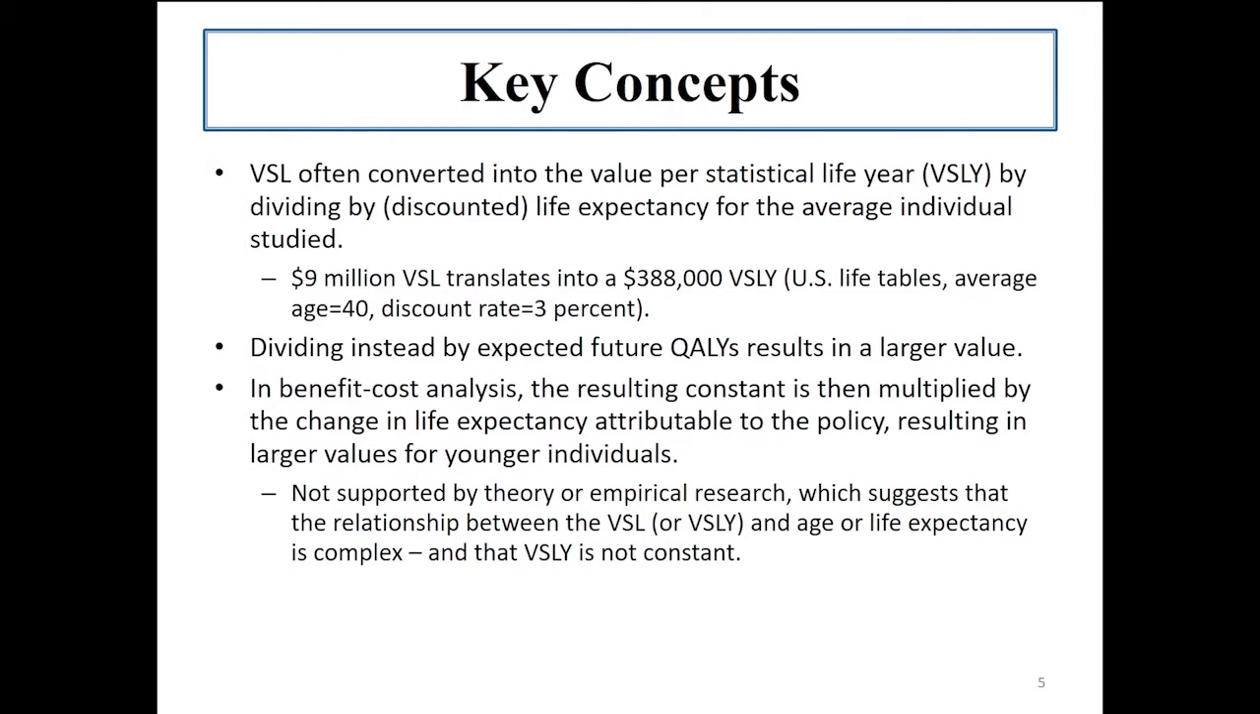Instead of by future life years, you'd get a bigger constant. It gets a little bit complicated when we talk about DALYs because of the inverse scale, but because your quality of life decreases as you get older, the number of qualities that you're dividing by is smaller than the number of life years.